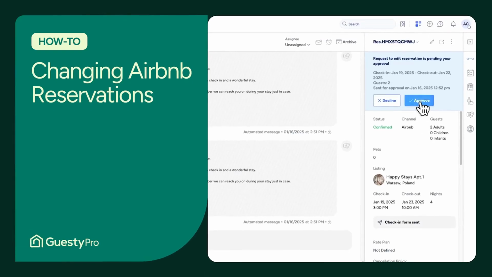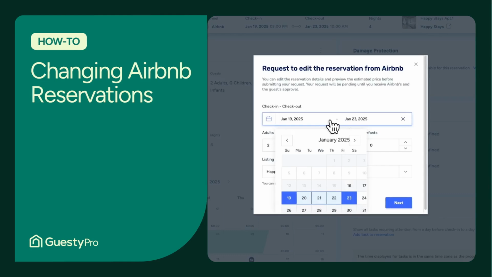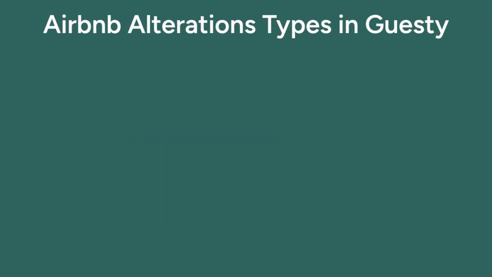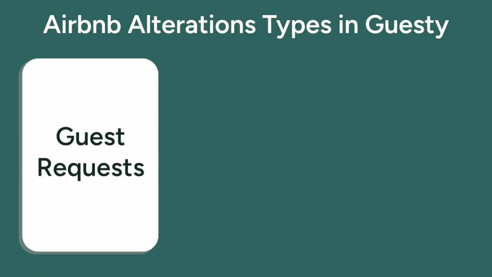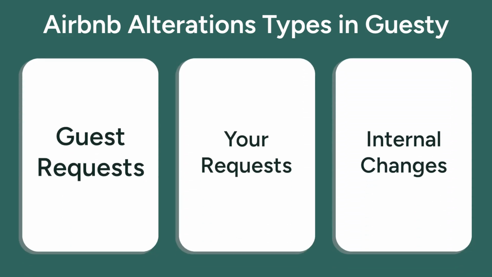Whether it was a guest request or your own internal need, Airbnb reservations can be changed directly from Guesty. There are 3 types of alterations you can manage in Guesty: guest requests, your own alteration requests, and internal changes that will only appear in Guesty.